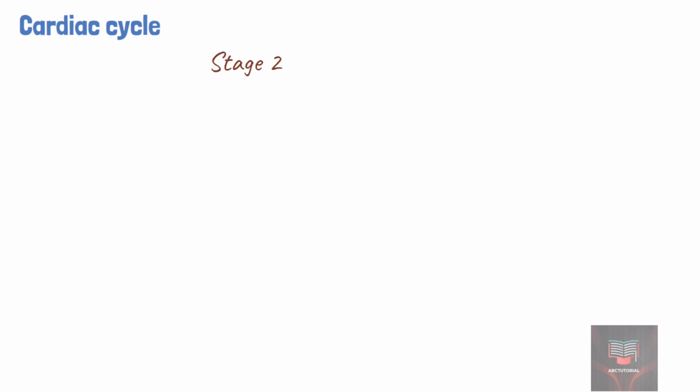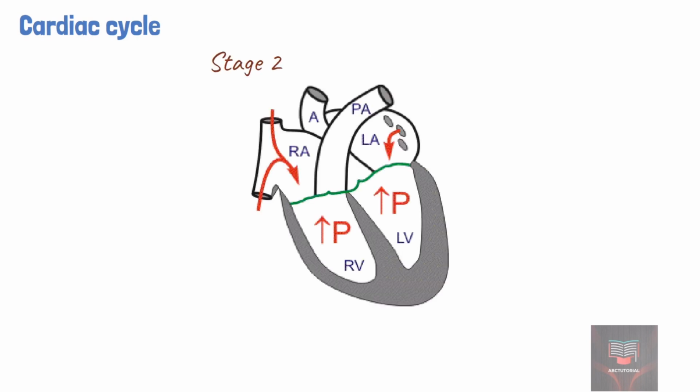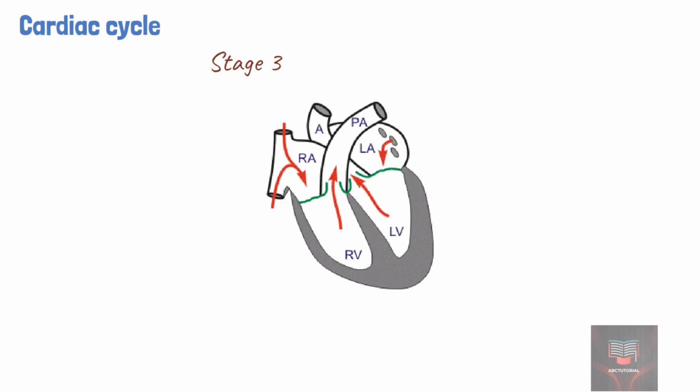The second stage is the interval between the closing of the atrioventricular valves and the opening of the outflow valves, and is known as the period of isovolumetric contraction. This is the first part of the ventricular systole. At the third stage, the ventricles contract even more, forcing the aortic and pulmonary valves to open.